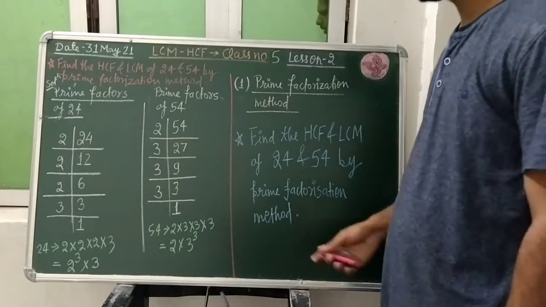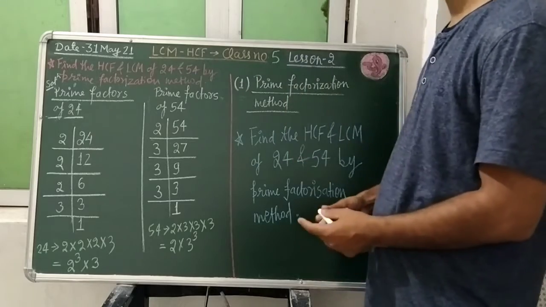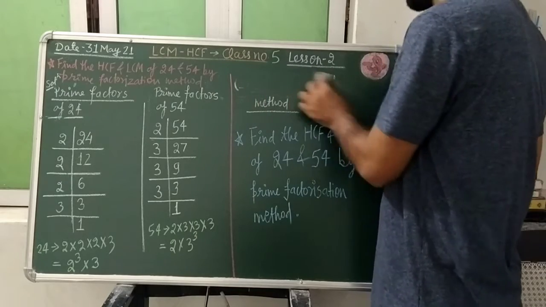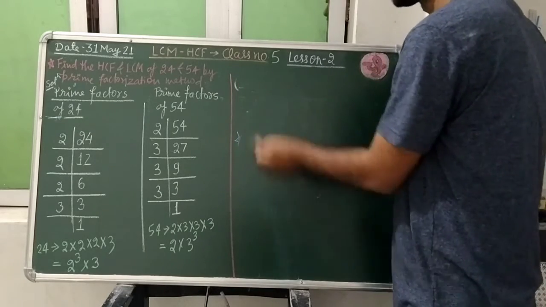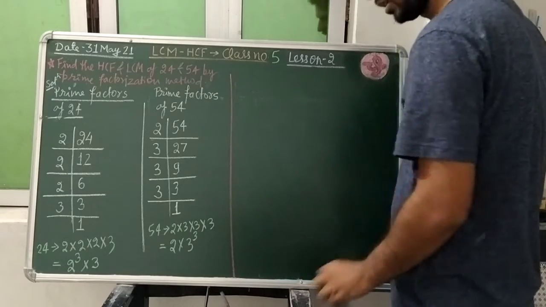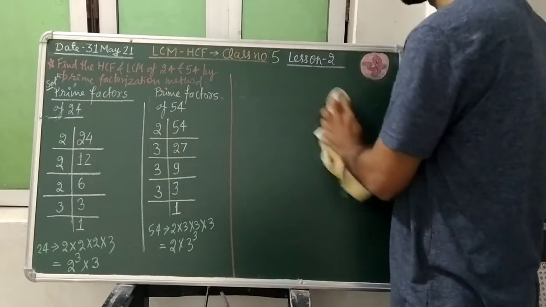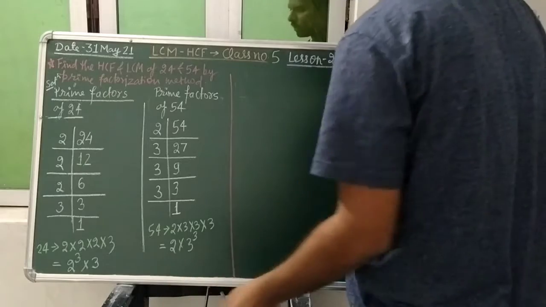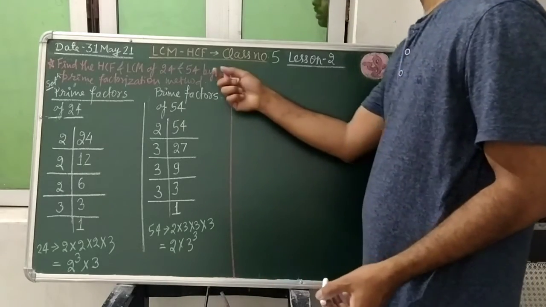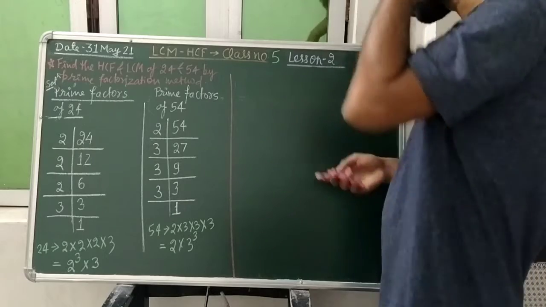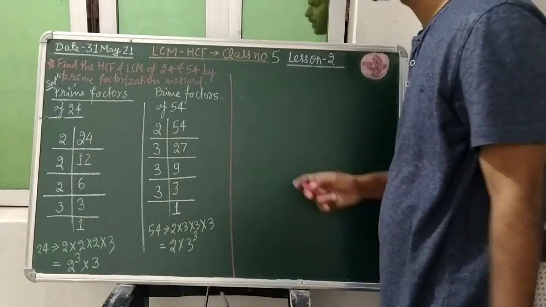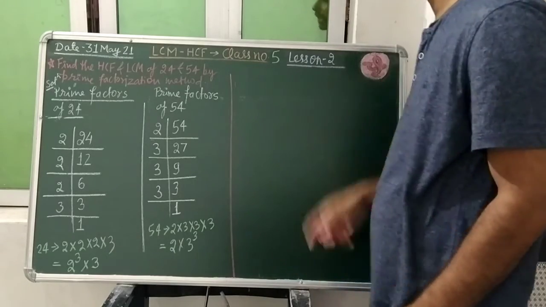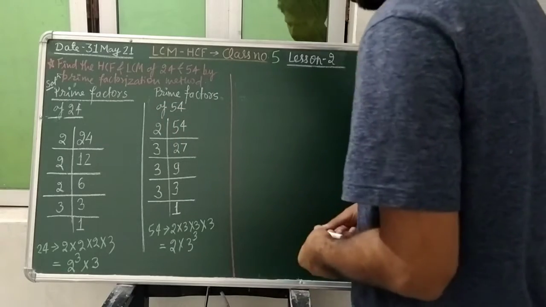First, we shall find out the prime factors of the numbers given to us. When the problem is asking us to find the LCM and HCF by prime factorization method, first you will find out the prime factors of the numbers given in the problem. How to find out the prime factors of the given numbers, we have seen and calculated for 24 and 54, students.